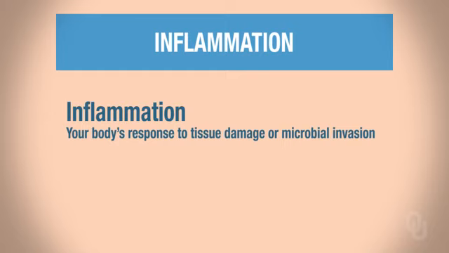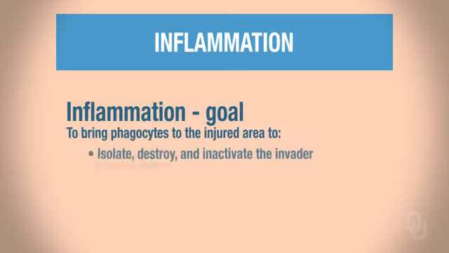Then we have inflammation. So inflammation is part of the innate immunity as well. When you think about inflammation, it's your body's response to tissue damage or microbial invasion. So you've sprained your ankle and your ankle is now inflamed. You stepped on a nail and so now you have tissue damage, a microbial invasion by stepping on a nail. So the goals of inflammation are listed here for you.